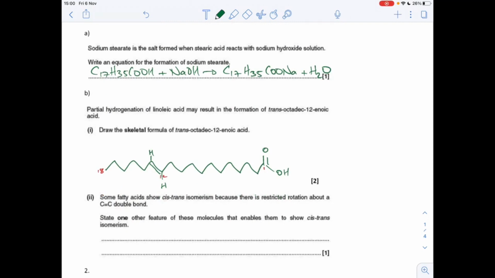Second part of the question, I've kind of already hinted at the answer. One other feature, apart from the lack of rotation around the carbon-carbon double bond, that enables it to show cis-trans, well, for cis-trans, you've got to have an identical atom or group of atoms on each carbon of the double bond, and you can see in this case we've got hydrogens. It doesn't always have to be hydrogens, it could be a CH3 there and a CH3 there, for example. You just got to have identical things on each carbon of the double bond.